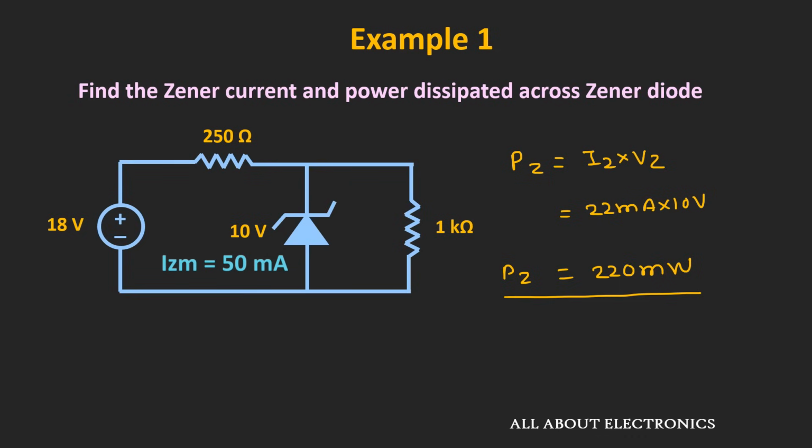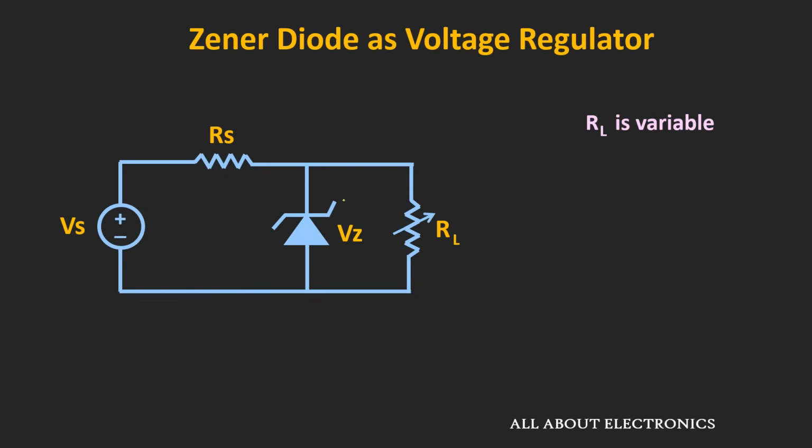Now whenever the Zener diode is used as a voltage regulator, then depending on the application, the supply voltage or the load resistance will change. But despite the change in these parameters, this Zener diode should provide a constant voltage across the load, or in other words, it should work properly as a voltage regulator.